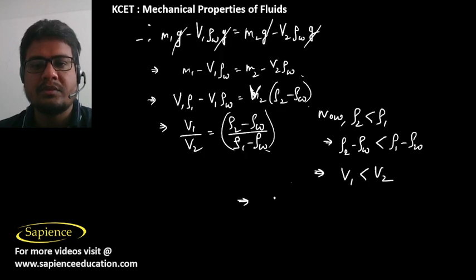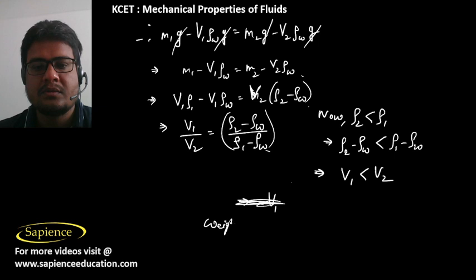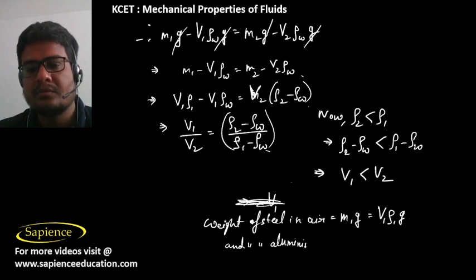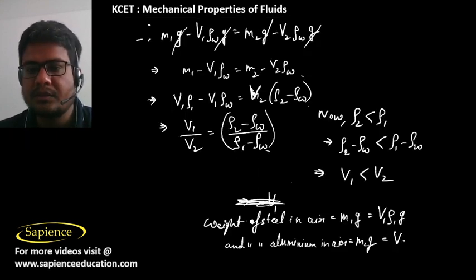Now suppose if their volume is kept same. When the solid is weighed in air, the weight of the steel in the air is equal to M1 into G, that is V1 into rho 1 into G, and the weight of the aluminium in air will be equal to M2 into G, that is V2 into rho 2 into G.